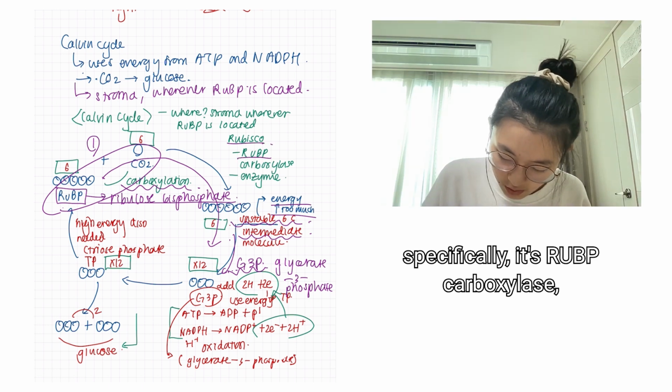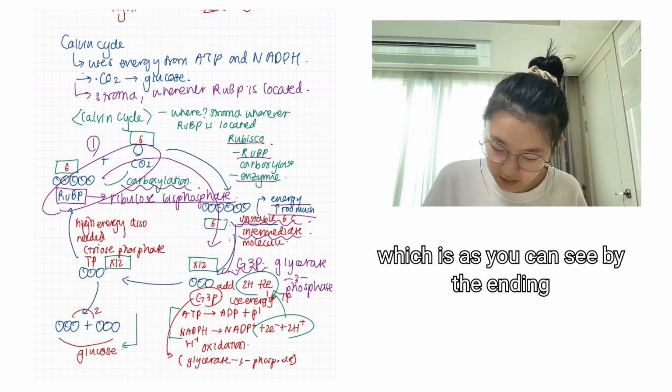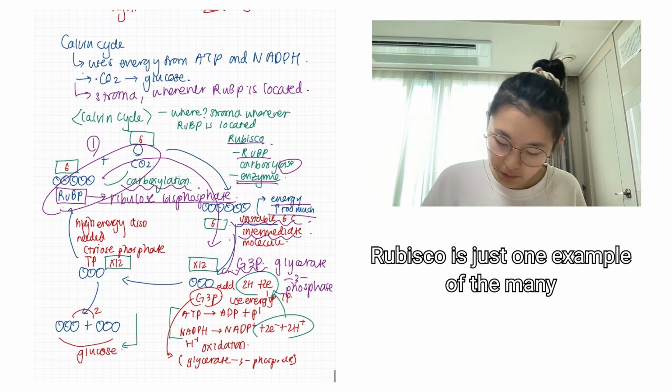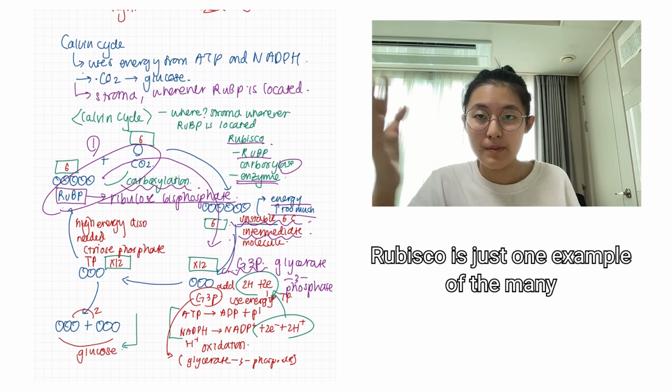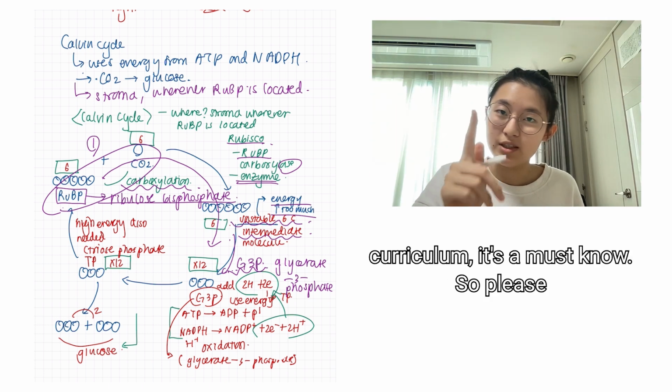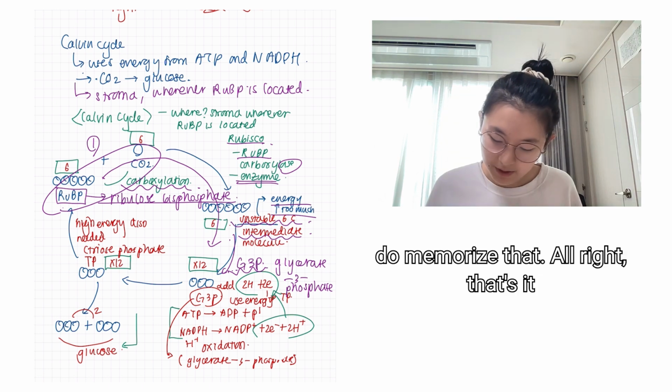More specifically, it's RuBP carboxylase, which, as you can see by the ending -ase, is an enzyme. Now, Rubisco is just one example of the many enzymes that are involved in the process of the Calvin cycle, but in our IB curriculum, it's a must-know, so please do memorize that.